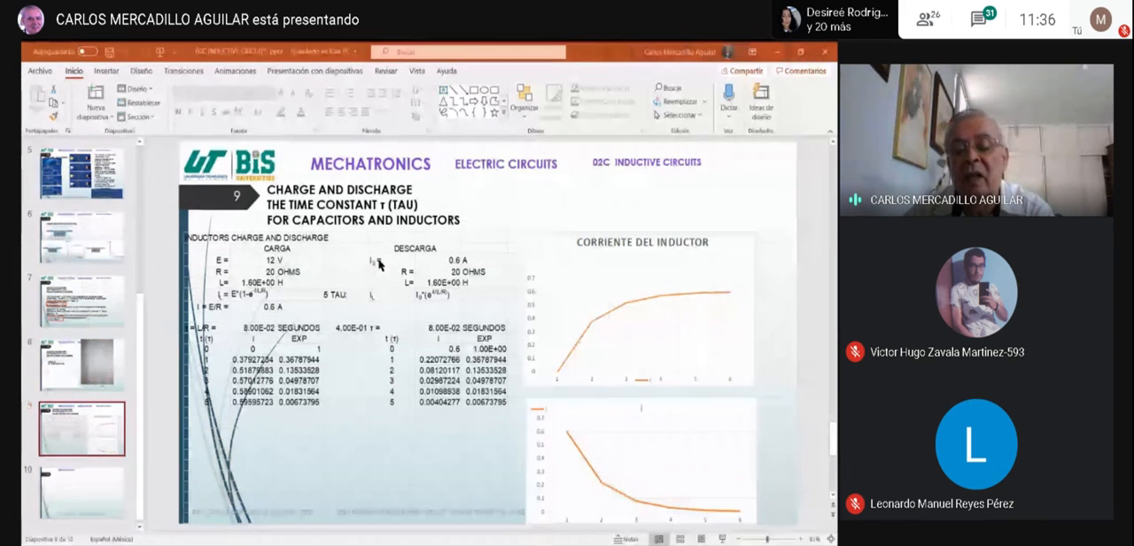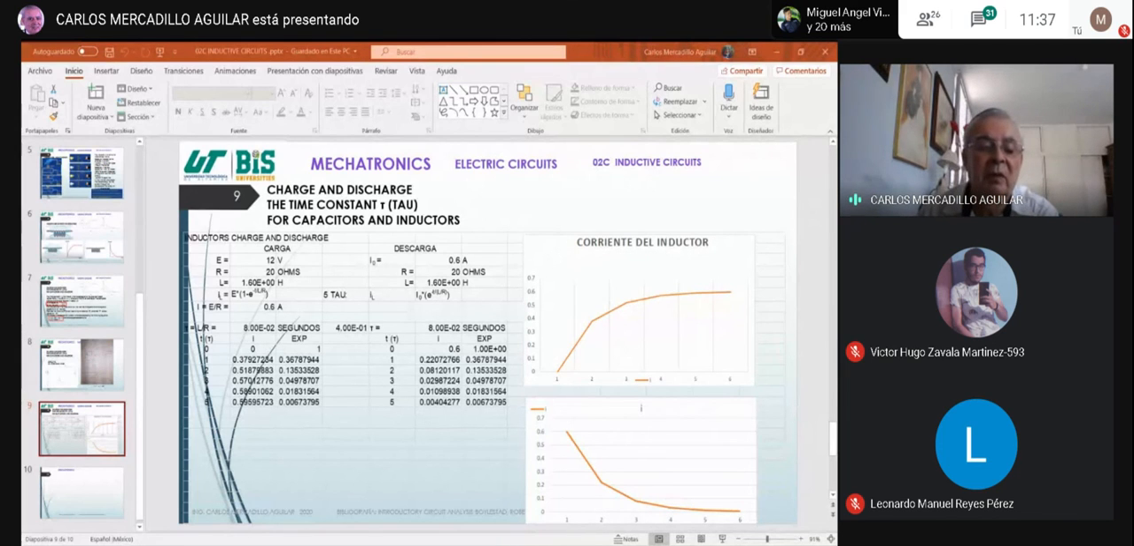And for the current discharge, it also starts from 0.6 and comes to 0, which is here 0.004. So it would be 4 milliamperes. It starts at 0.6 amperes, 600 milliamperes, and finishes with 4 milliamperes. But it is very close to 0. Okay?